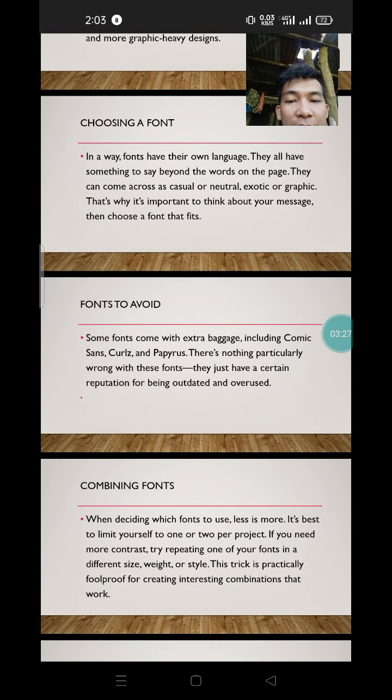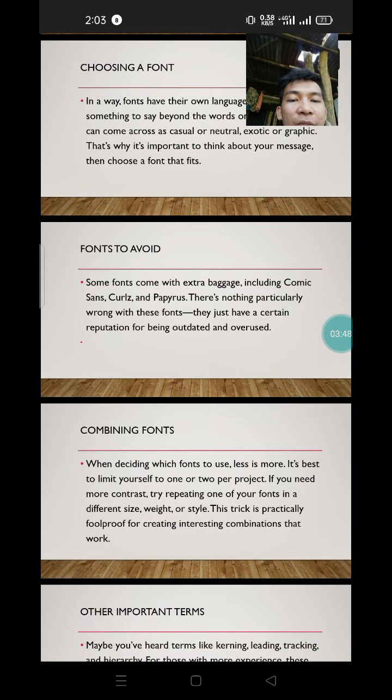Fonts to avoid. Some fonts come with extra baggage, including Comic Sans, Curlz, and Papyrus. There's nothing particularly wrong with these fonts. They just have a certain reputation for being outdated and overused.